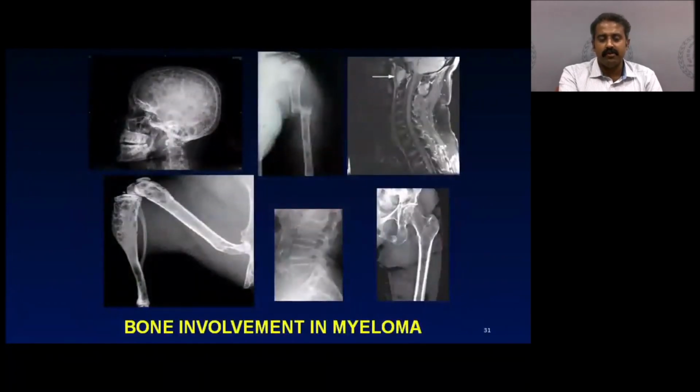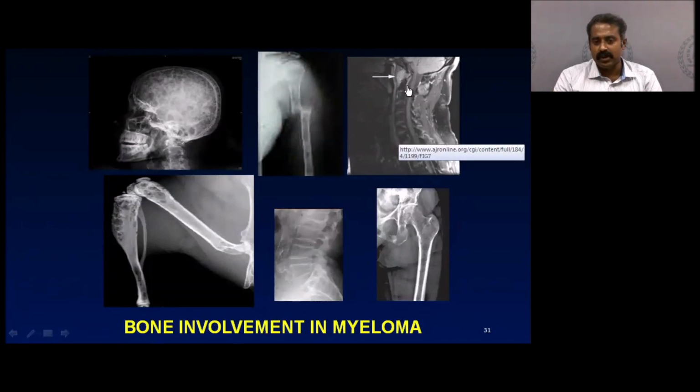Skeletal survey can pick up multiple lytic lesions in the skull. The severest form is called the pepper pot skull. You can have pathological fractures in long bones. You can have, again, lytic lesions in the bones. You can have compression and collapse of the vertebra. Again, you can have pathological fractures, and rarely you can also find plasmacytomas, which can be bony or non-bony, which can involve various sites of the body.